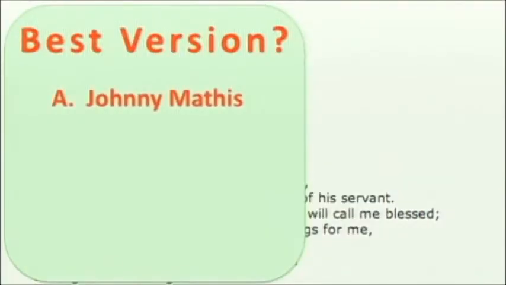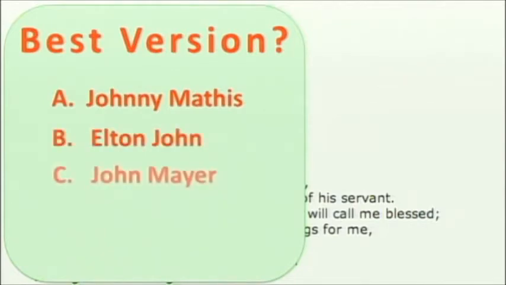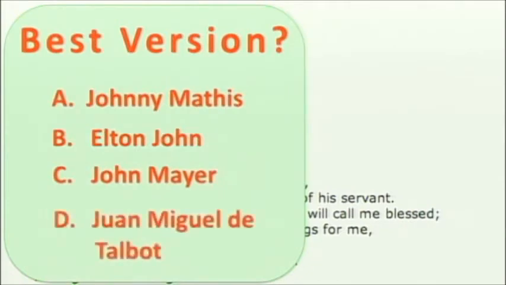So with that, here's my question. Who sang the best version of the Magnificat? A, Johnny Mathis. B, Elton John. C, John Mayer. Or D, Juan Miguel de Talbot. It's D, but he goes by his English name, John Michael Talbot. We'll just play a little of it because the clip's a little long.